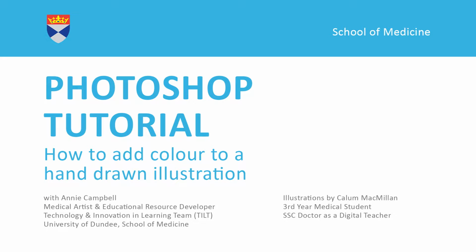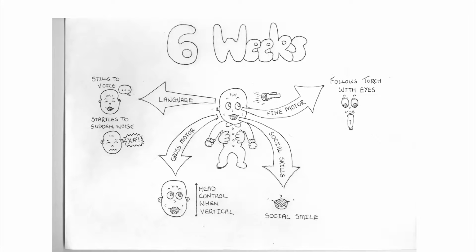Hi, my name's Annie Campbell, and today I'm going to show you a Photoshop tutorial on how you can easily add digital color to your hand-drawn illustrations. We're going to be using the illustration of one of our third-year medical students, Callum MacMillan, who is creating these illustrations for an educational animation on child development.